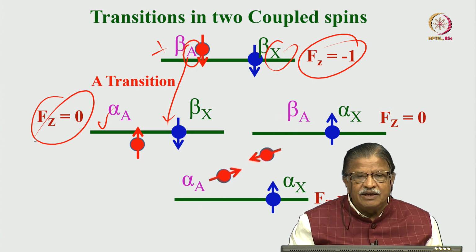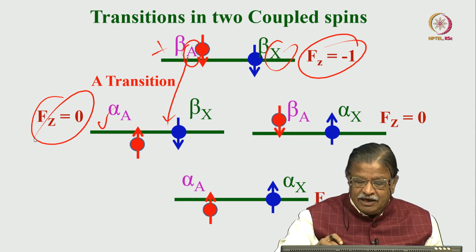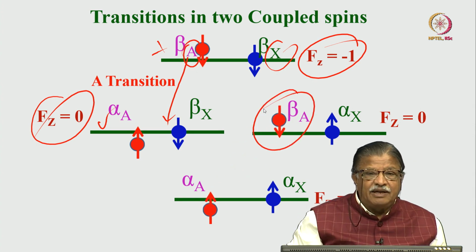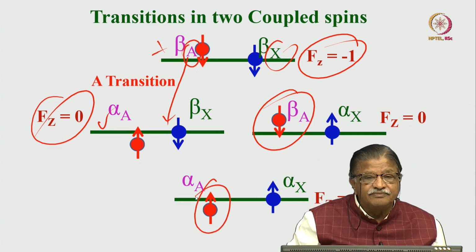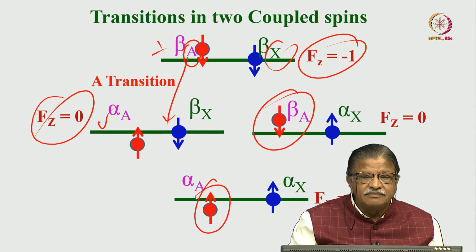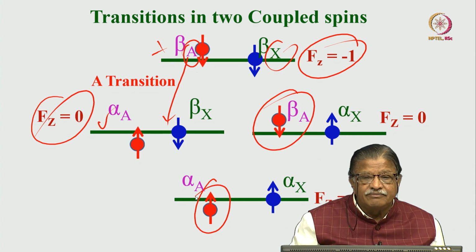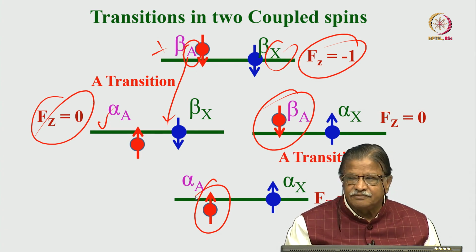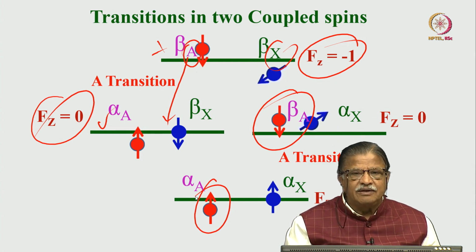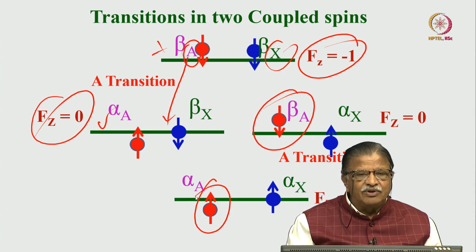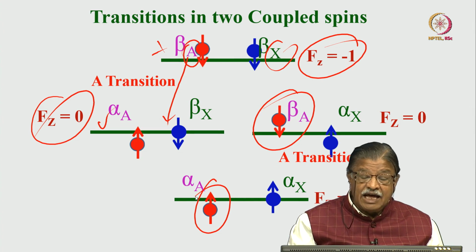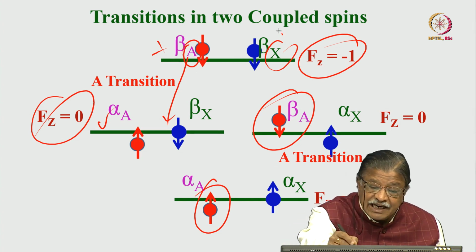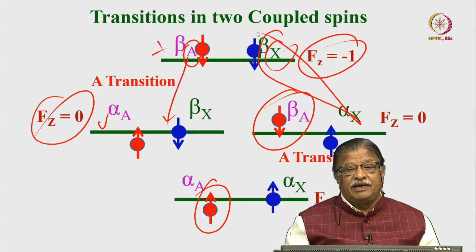Now, what about this one? Here also a beta spin is changing to alpha and vice versa, again the A spin. This is again 0 to 1, an allowed transition. This is also an A transition. What about this one? Minus 1 to 0, that is also an allowed transition. But notice here the X spin is changing its state from alpha to beta and vice versa.